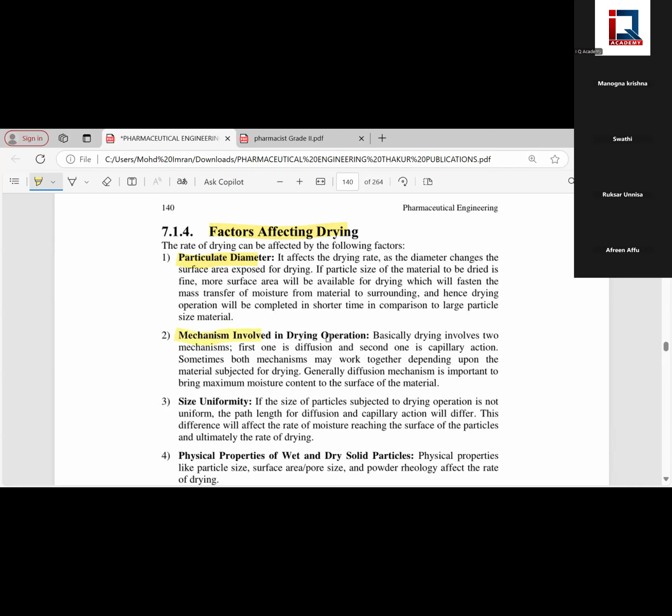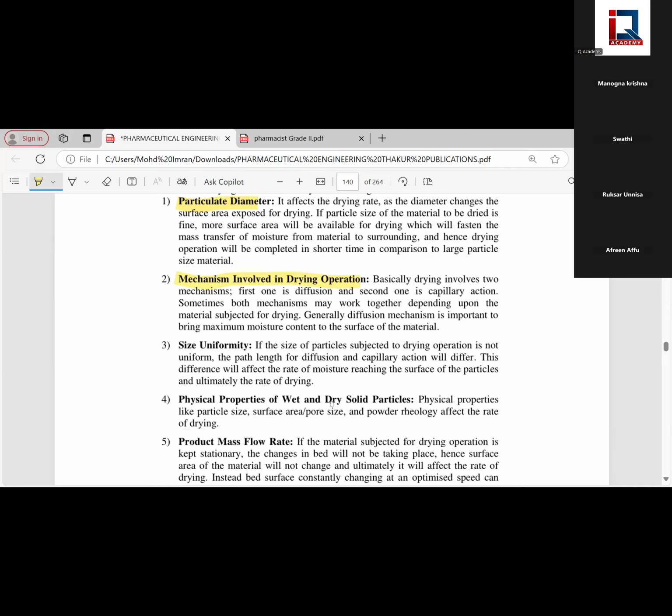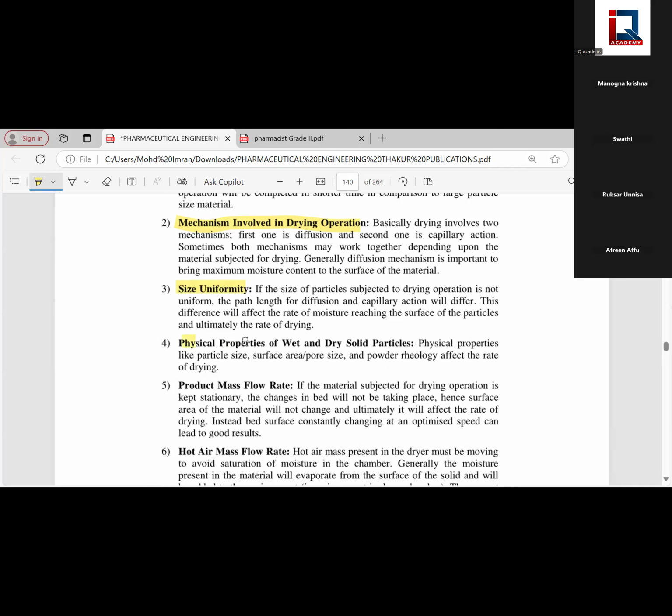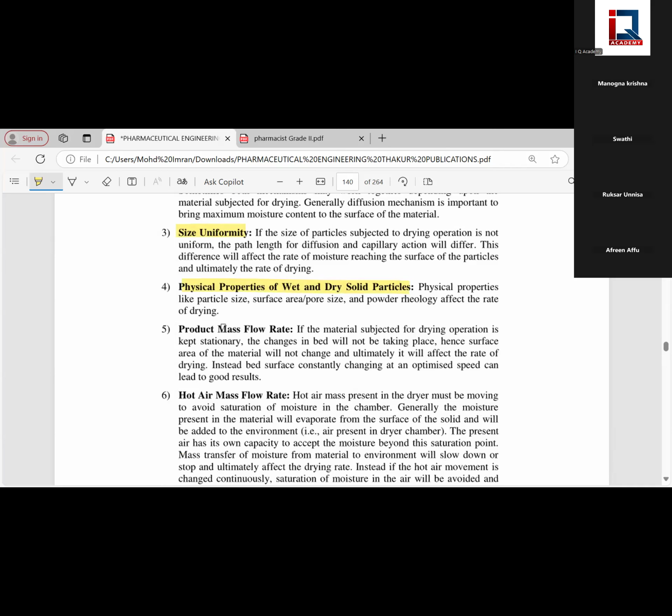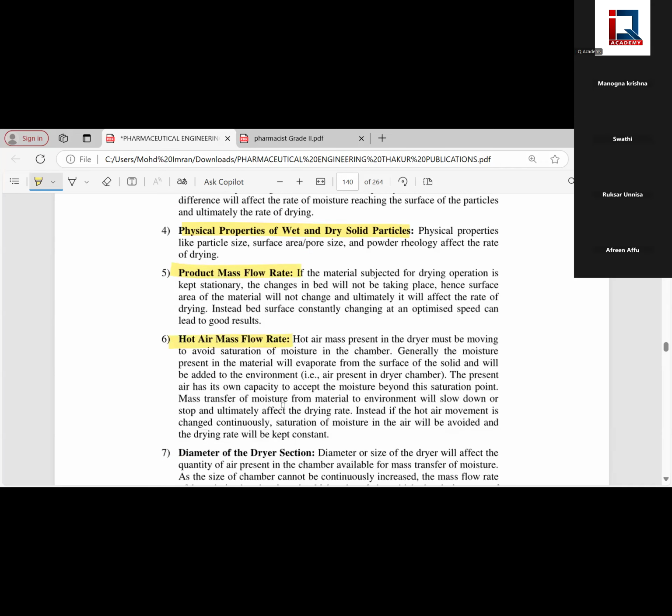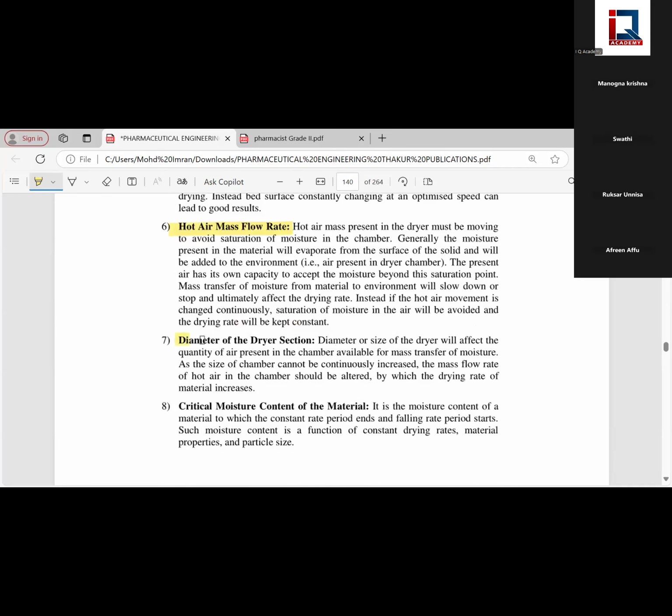Then the mechanism involved in the drying operation. There is a lot of equipment used in drying, and when the mechanism involved changes, the rate of drying also changes. Size uniformity is also a factor. Physical properties of wet and dry solid particles affect drying. Product mass flow rate is a factor, and hot air mass flow rate is a factor. Very important is the diameter of the dryer section: the larger the diameter, the bigger the surface area, and the more efficiently drying takes place.